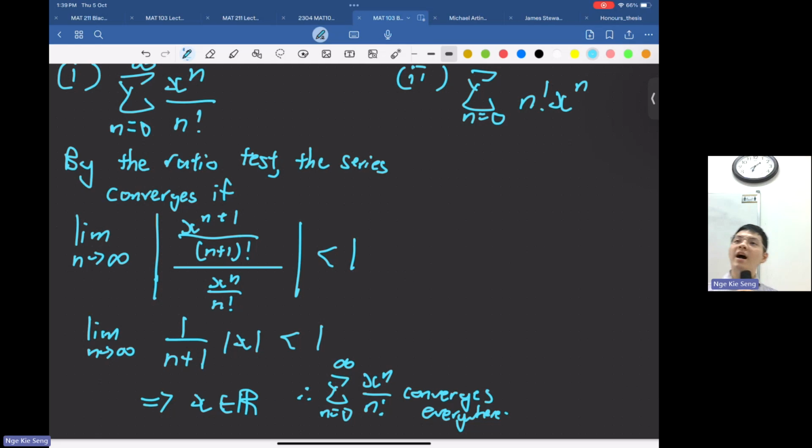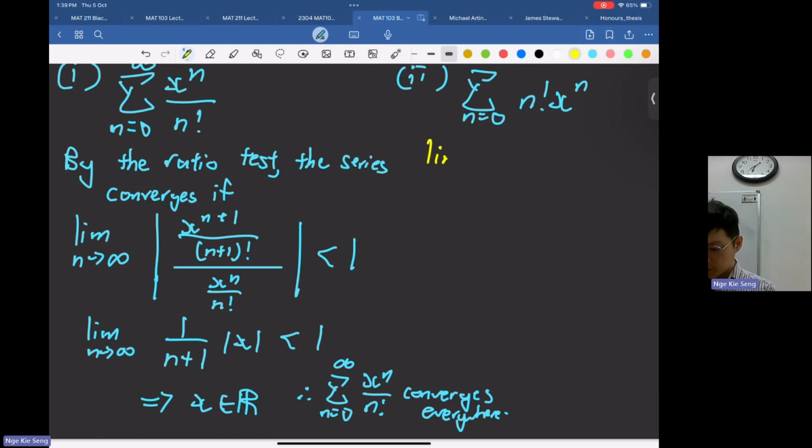So this kind of makes sense. What do I mean? It matches our intuition, because this coefficient decreases fast enough for the series to converge at anywhere. In fact, not just somewhere, at everywhere it converges. How about the second one?